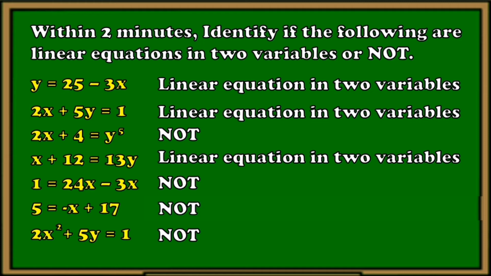1 is equal to 24x minus 3x is not a linear equation in two variables. 5 is equal to negative x plus 17 is not a linear equation in two variables. 2x squared plus 5y is equal to 1 is not a linear equation in two variables.